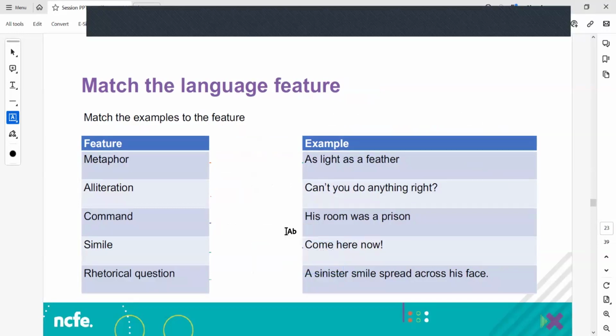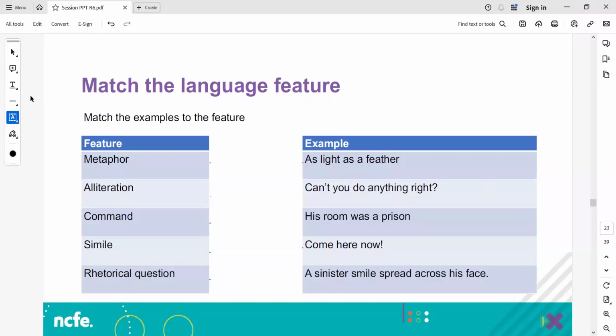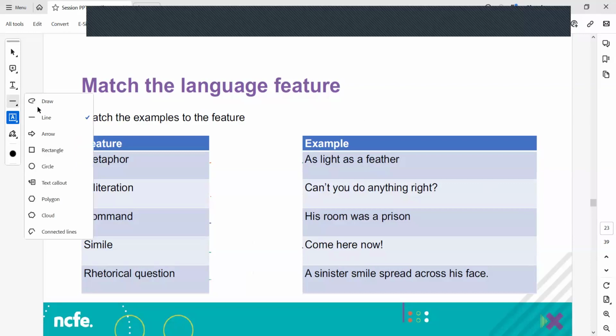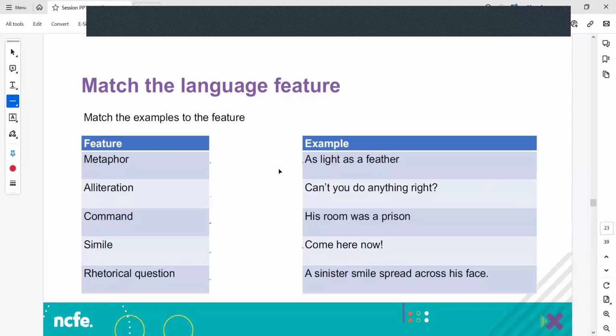Okay, so as light as a feather. Is it metaphor, alliteration, command, simile, or a rhetorical question? Simile. Good.